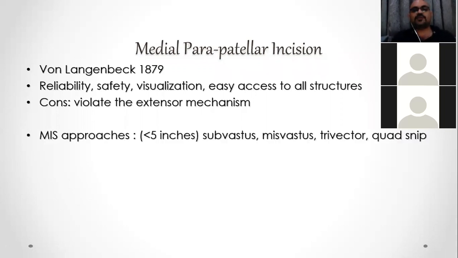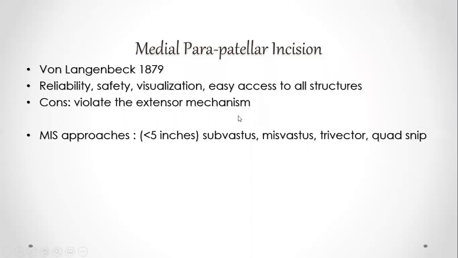The MIS approaches, as we said, have a skin incision of less than 5 inches in length, but they are divided into subvastus, midvastus, and trivector, and what we call the quadriceps snip. A quadriceps snip is an extensile approach, and some surgeons prefer it in a severely deformed knee or in a revision.